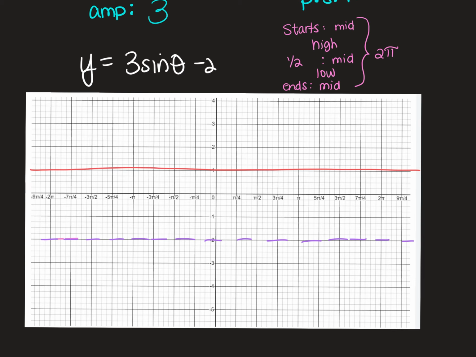So what I end up knowing is that this function, my sine function, is not going to go any higher than 1 or any lower than -5 on the y-axis. That's all I'm doing. You do not have to graph this little box here, but you can.